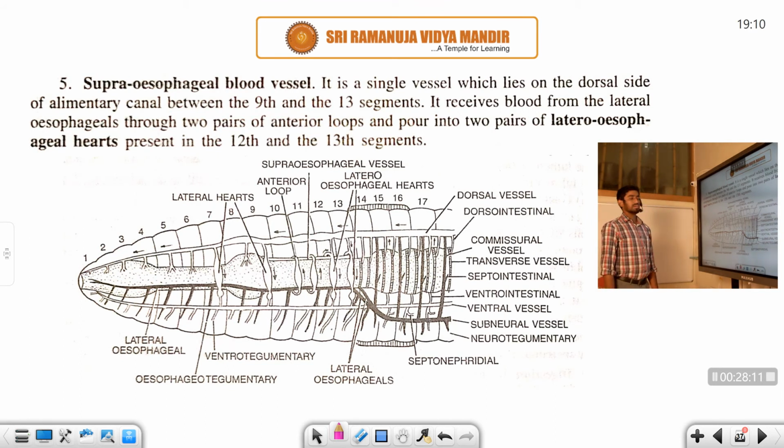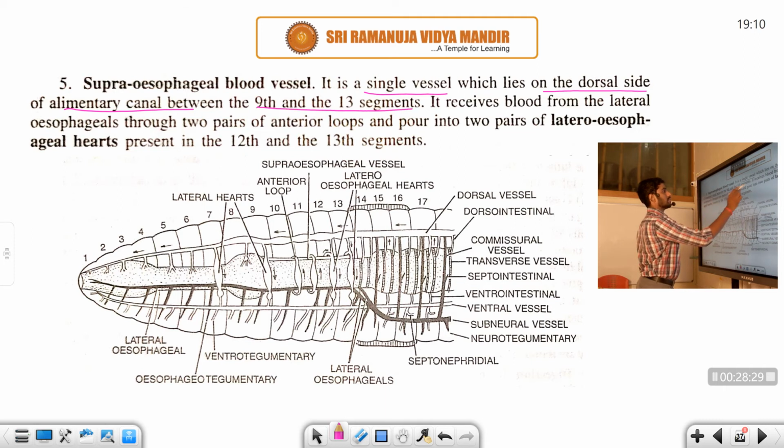So next you can see the other one is the supraesophageal blood vessel. This is a very important point. The supraesophageal blood vessel is a single vessel which lies on the dorsal side of the alimentary canal between the 9th and 13th segment. So where is it present here? 9th is here and 13th is here now. So between the 9th and 13th is called the supraesophageal blood vessel.